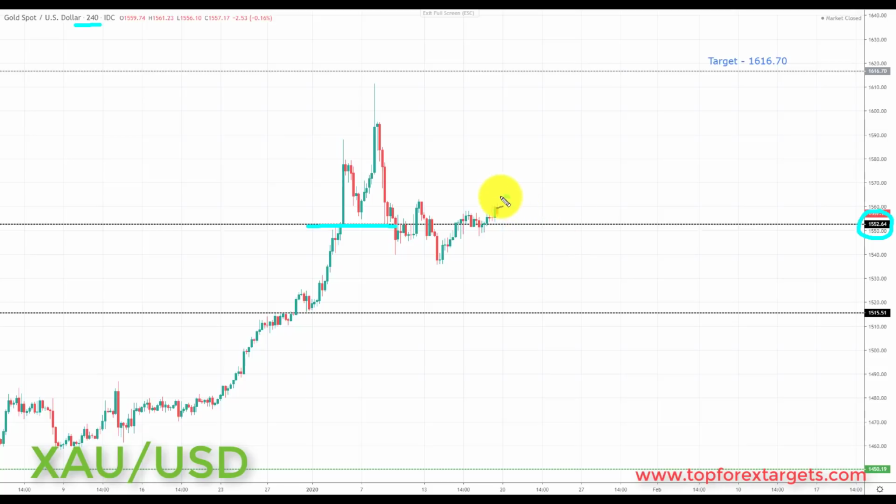And if we can get the right kind of bullish setups next week in this market, we're going to be looking at initiating longs up towards the next key of resistance to the upside, and the target set at the 1616.70.